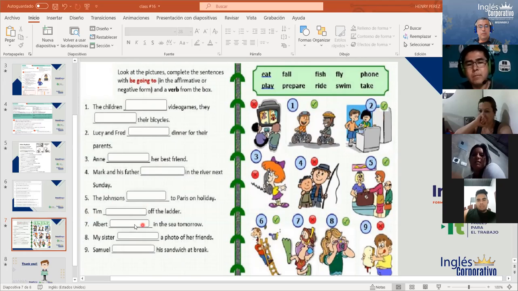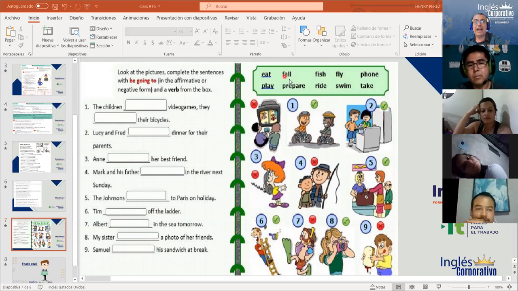Where is fall? What does fall mean? Which one? No, here, the verb fall. What does it mean? Which one, Trinidad? Fall. Fly? No, fall, it says there. Fall, fall. To fall, to fall, right? Okay. Fall, to fall. Then: is going to fall of the ladder. Ladder. Very good, very good. Tim is going to fall off the ladder. Fall. To fall, right? Very good. Thank you, Trinidad. Next.